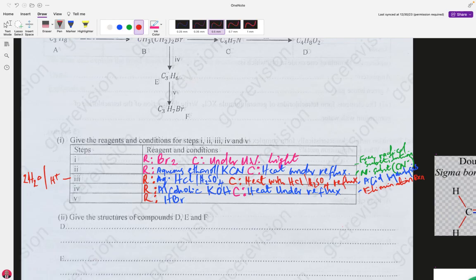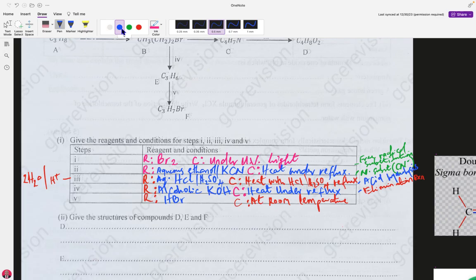Our condition here is, I said, at room temperature. No, at room temperature. They are doing the reaction at room temperature. But there's something you have to know. You have to keep in mind.